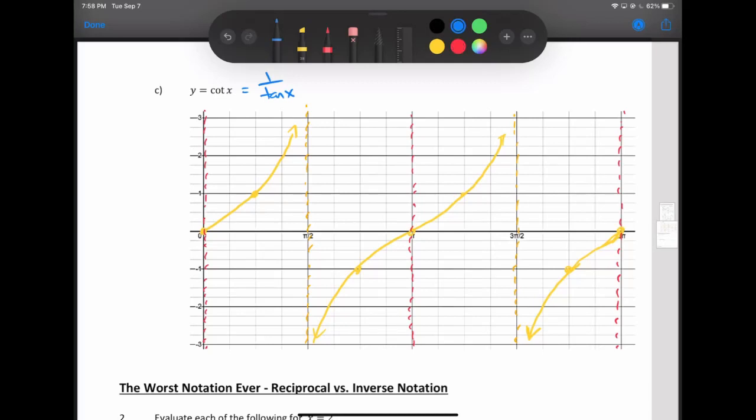And interestingly enough, wherever there was an asymptote, there becomes a 0. The asymptote is essentially infinity. Its reciprocal is 1 over infinity. 1 over infinity is 0, or at least effectively 0. Keeping in mind, infinity is not really a number, it's a concept.